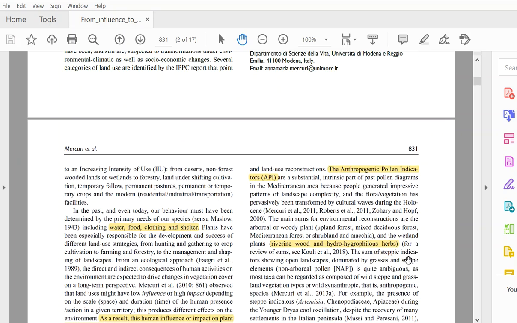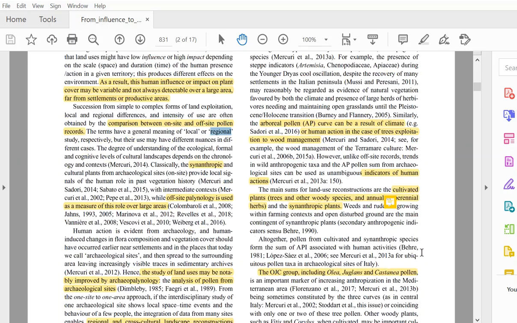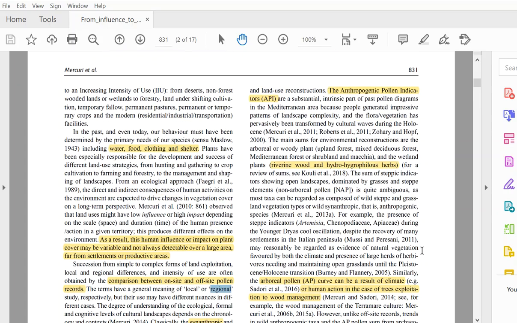And then the article goes into something called the API, the anthropogenic pollen indicators. Now, anthro means people. So pollen indicators that indicate people using the land. That's really what it's talking about. And you have to be careful with some of these abbreviations. So you've got API, the anthropogenic pollen indicator. You also have AP, which is arboreal pollen or pollen from trees.